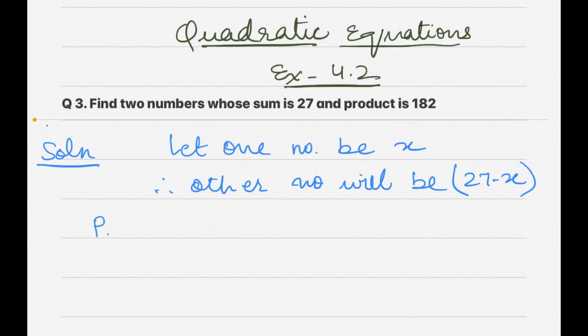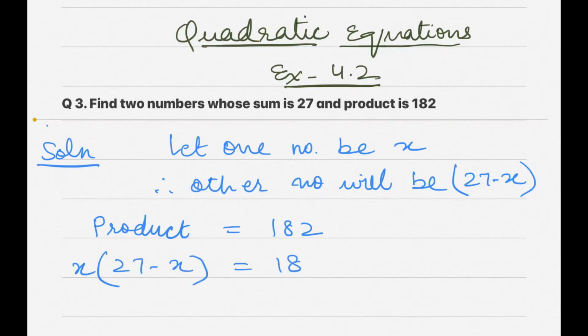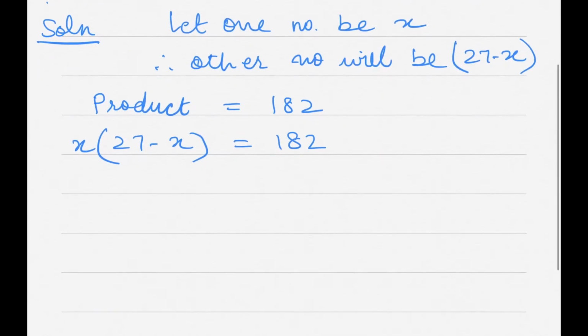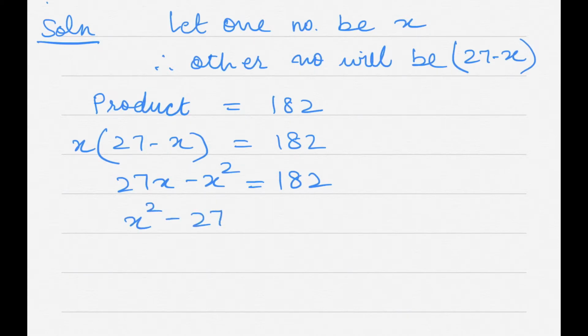Now they are asking the product, right? The product of the numbers is given to me as 182. So the product of one number and the other number is equal to 182. Now if I multiply, I get 27x minus x square is equal to 182. Now I can take it to the other side, so x square becomes positive, and x square minus 27x plus 182 is equal to 0. Now I have got a quadratic equation.